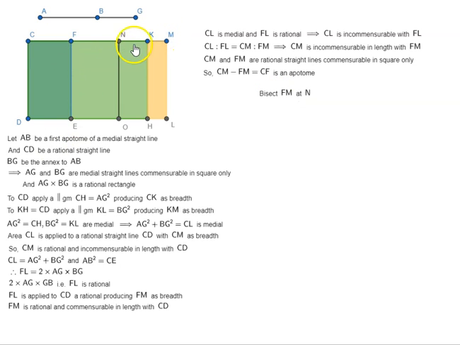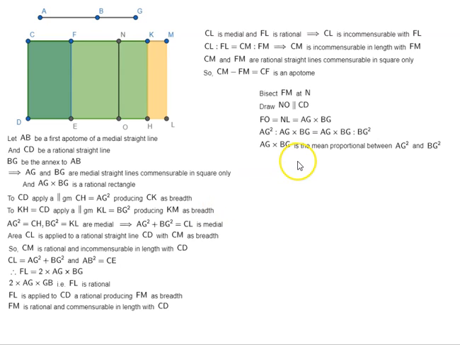Bisect FM at N and draw NO parallel to CD. So FO is equal to NL is equal to AG by BG. AG square is to AG by BG, which is equal to AG by BG is to BG square. That means AG by BG is the mean proportional between AG square and BG square. And AG square is equal to CL, BG square equal to KL, and AG by BG is equal to NL.